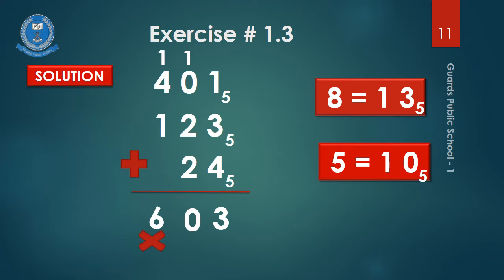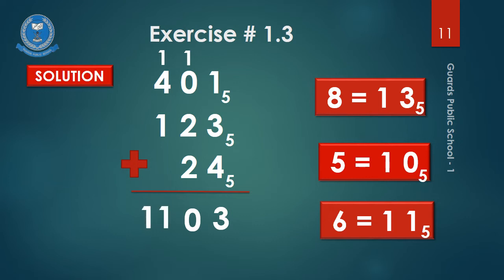No, it is incorrect because 6 is not a base 5 digit. हम 4 से greater किसी भी digit को आंसर में नहीं लिख सकते. Yes, very good. Now in base 5, this 6 is equals to 1, 1 with base 5. Therefore, write down 1, 1 in place of 6. Finally, write down the base here, which is 5, and your answer is 1, 1, 0, 3 with base 5.